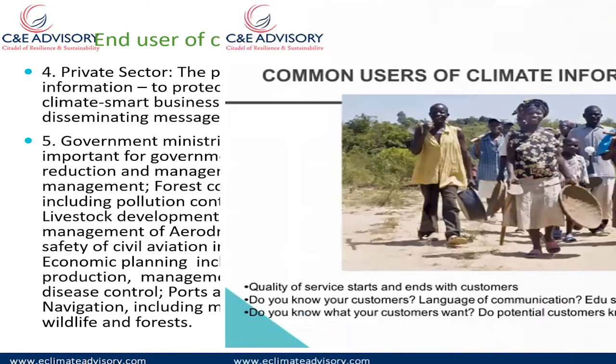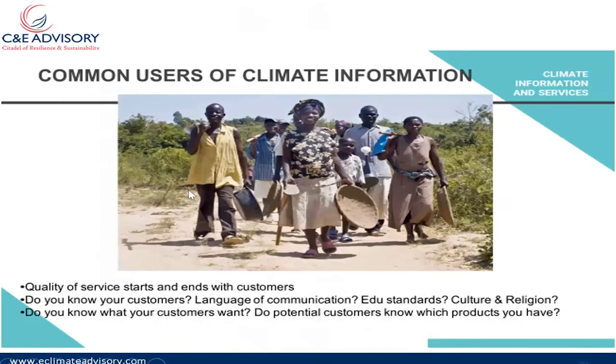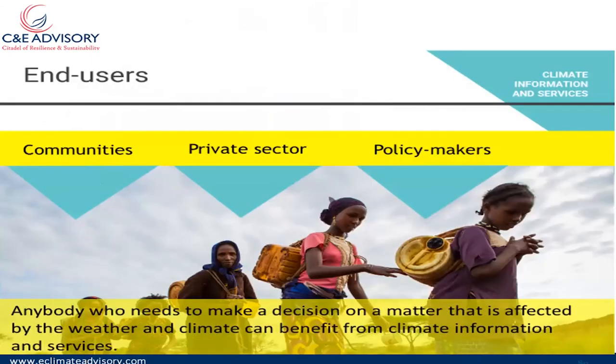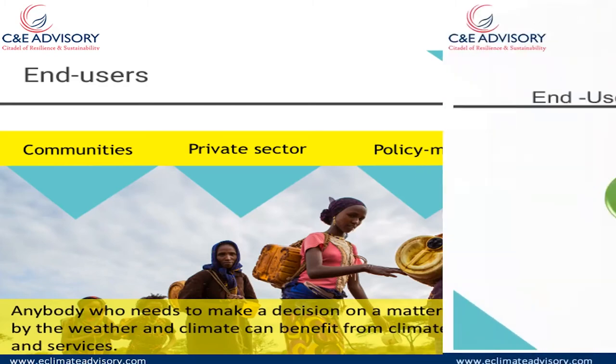packaged for them. And then that photograph simply shows the farmers going to the farms, and the weather looks okay, but they need to know that the weather is going to remain okay for them to stay in the farm longer. And then this slide just summarizes the groups of users who are also potential co-producers. We have communities, we have private sector, and we have policymakers. And anybody who needs to make a decision on a matter that is affected by the weather and climate can benefit from a climate information service.